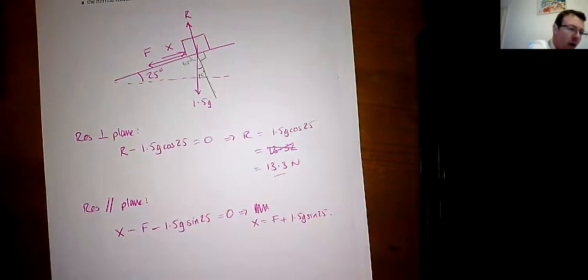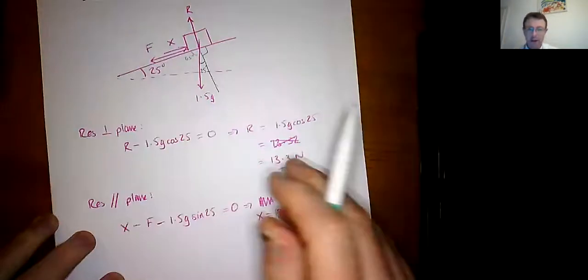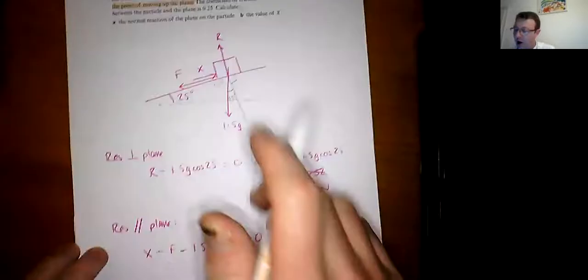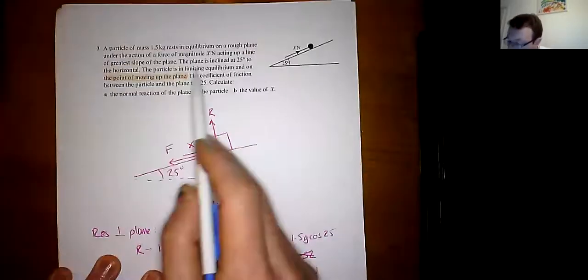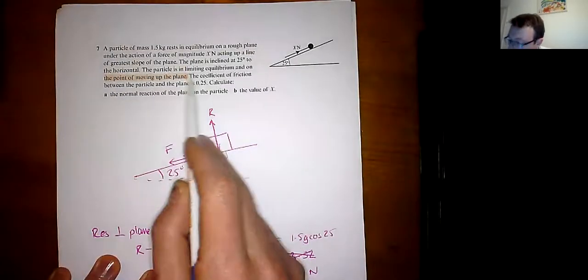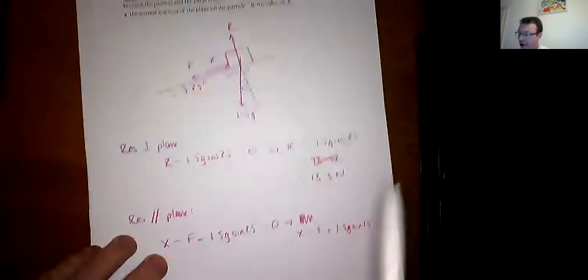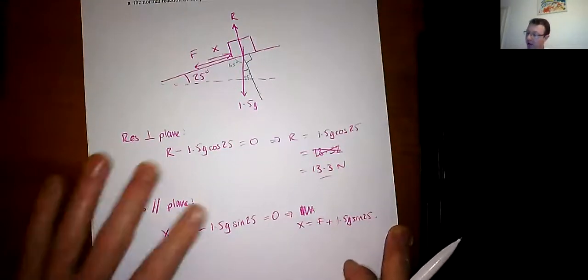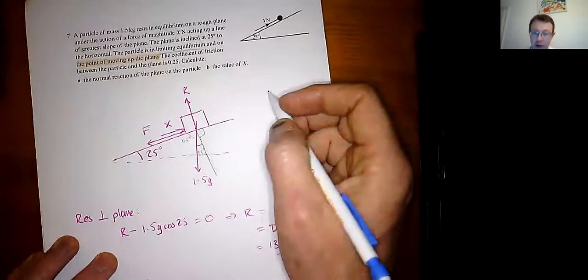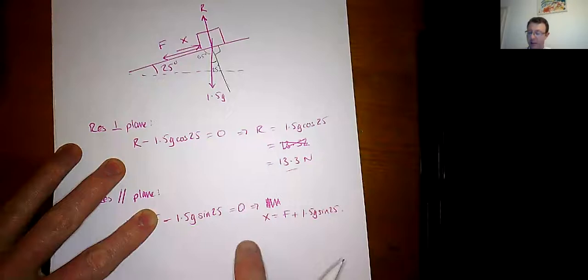So go on then, let me work out using F equals mu R. How is it all right for me to use F equals mu R? Because it says it's in limiting equilibrium. So F equals mu R is all right to use. So actually, I'm going to go up here, out the way, and then I'm going to return to there in a minute when I know F.